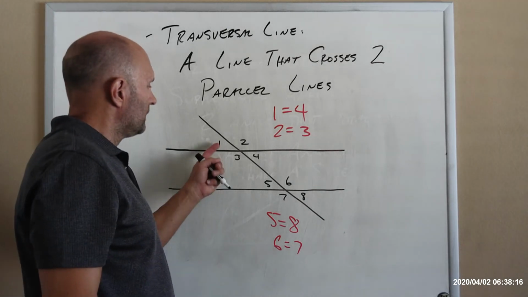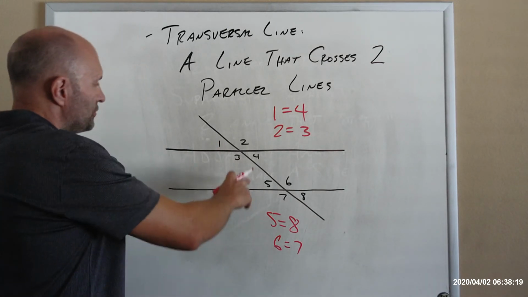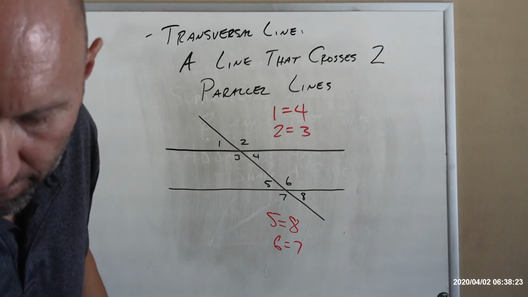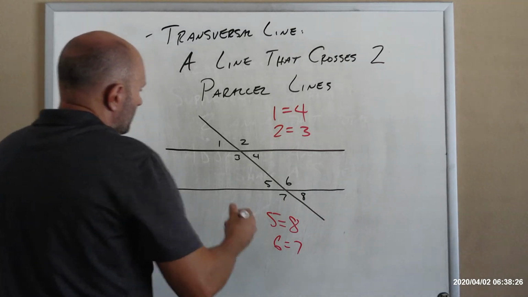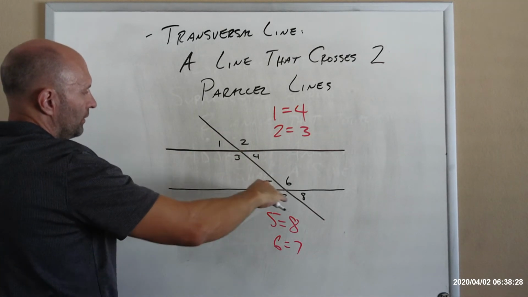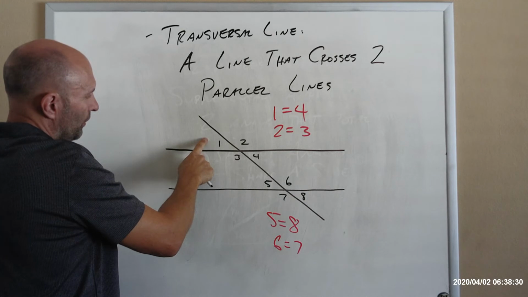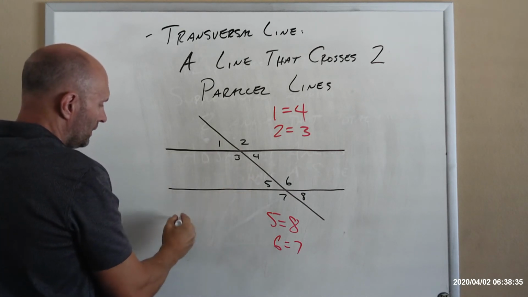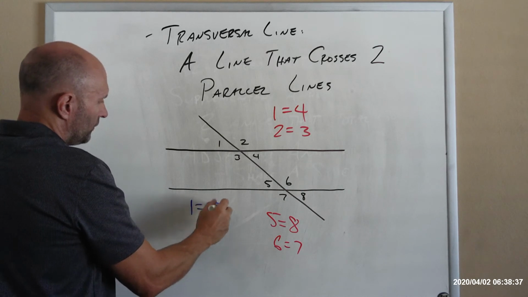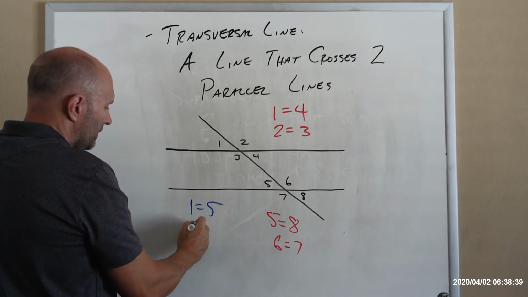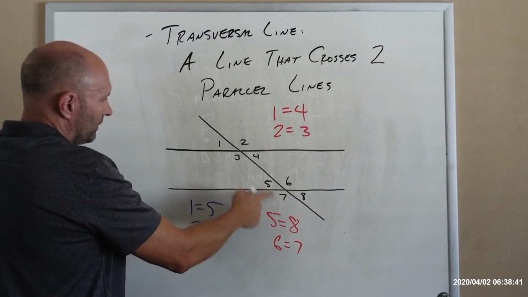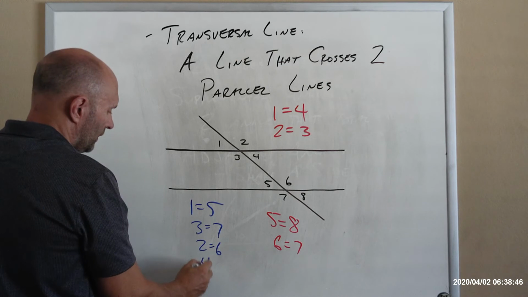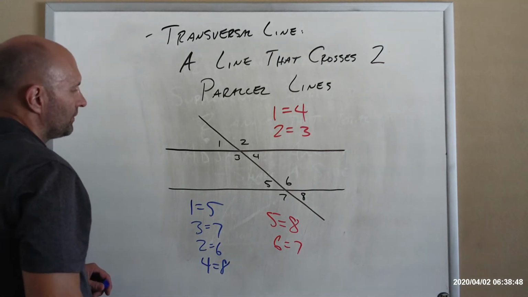Also, we have the feature, let me change colors here so we can keep it straight. So if we look at the picture, I have these parallel lines, this line cutting through, well, what do I notice about 1 and 5? They look the same, right? Well, it's because they are. 1 is equal to 5. 3 is equal to 7. 2 is equal to 6. 4 is equal to 8.